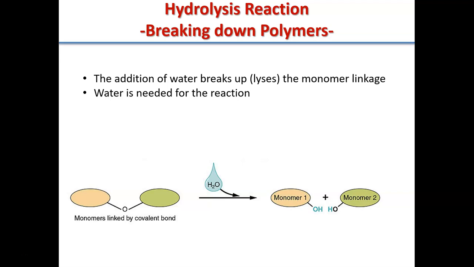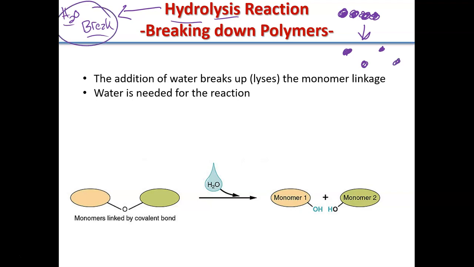Let's talk about breaking down the polymer. So breaking down the polymer occurs through a process called hydrolysis. Hydro means H2O. Lysis means break. So the word literally means H2O breaking. So H2O is going to break something up. And if you learn dehydration synthesis, this is just the reverse reaction. So now we're going from having a polymer and trying to break it down into individual monomers.